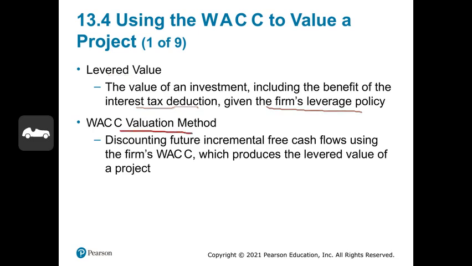The weighted average cost of capital valuation method is discounting future incremental free cash flows. Does that sound familiar? It should, using the firm's weighted average cost of capital. Before, R was always given to you. Now we've just spent a bunch of slides determining the best ways to calculate R. So we're going to discount our incremental cash flows by our weighted average cost of capital to determine our valuation for our project. This should sound familiar because this is a net present value.